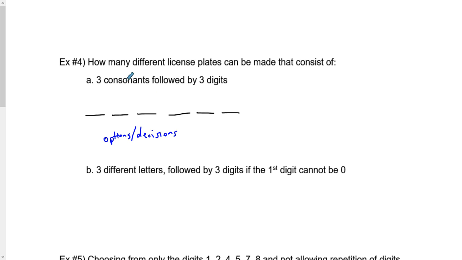Well, a consonant is anything that's not a vowel. We have 5 vowels, which means that we have 21 consonants. The question doesn't say anything about repeating, so we could repeat the letters B, B, B. We just have 21 options to go with anything. And then digits, well, digits are the numbers 0 to 9. So 10, 10, and 10. And if you multiply that out, 9,261,000.